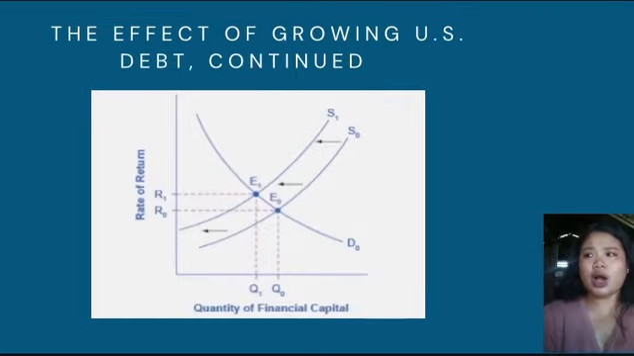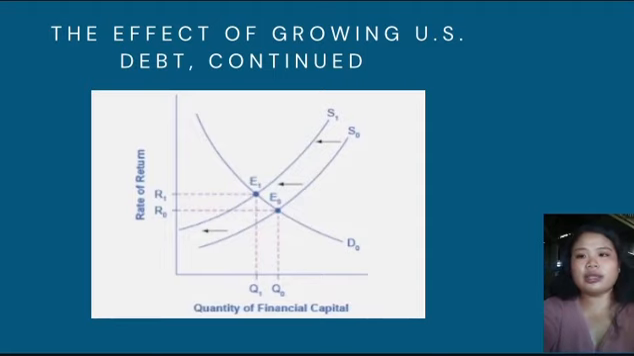Continue the topic of the effect of growing USA debt. When the intentions of foreign investors for investing their money in the USA's economy weaken, the supply of financial capital shifts to the left. This leads to a new equilibrium E1. In the graph, we see a higher interest rate R1 and a lower quantity of financial capital.